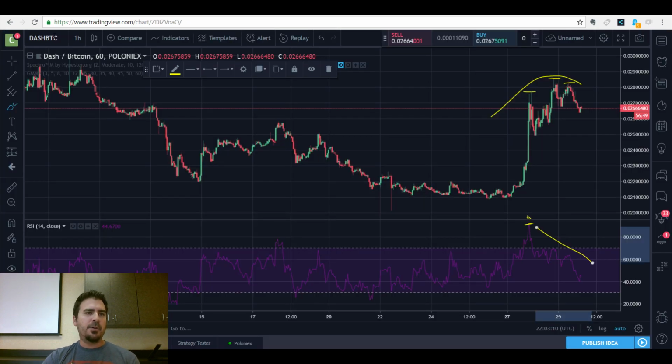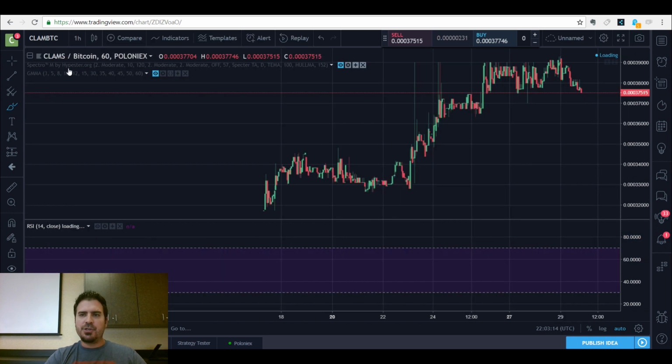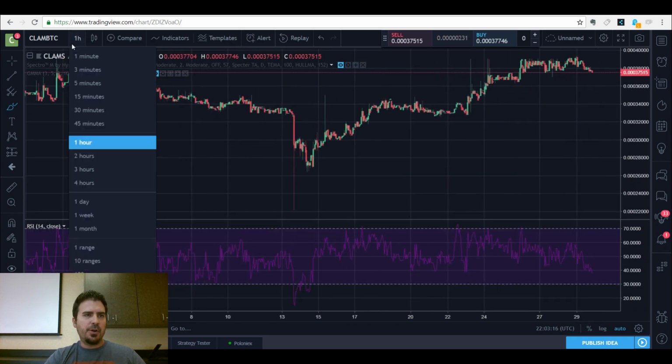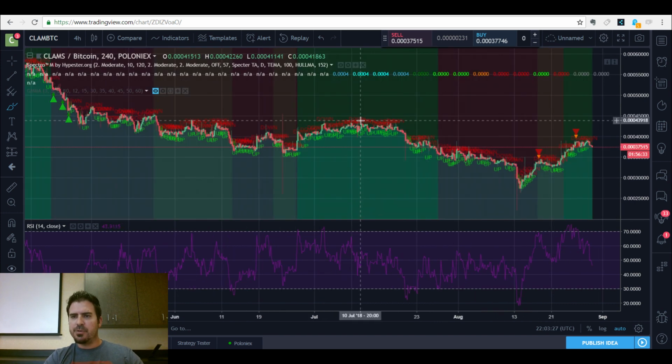Now, going back over to TradingView, let me type in Clam and go into this chart because I want to show you what Spectro actually showed us on this chart. So here's the chart without Spectro. Again, you see the price. Well, let's not get into RSI quite yet. Let me just turn on Spectro and we'll show you what's going on, okay?